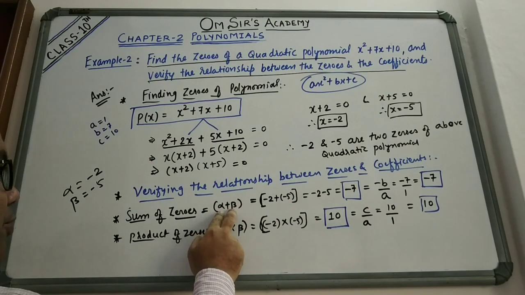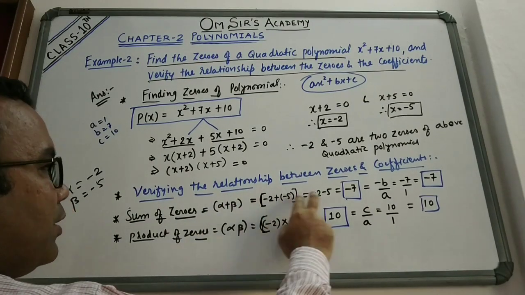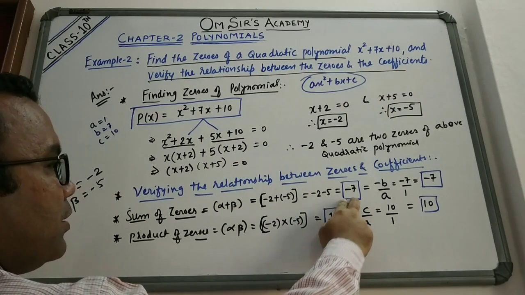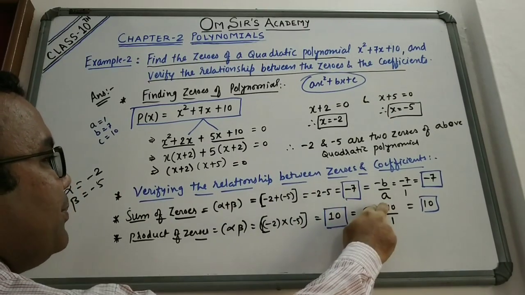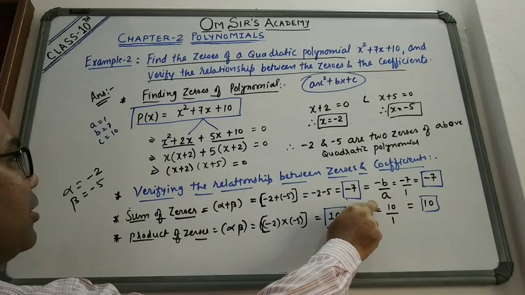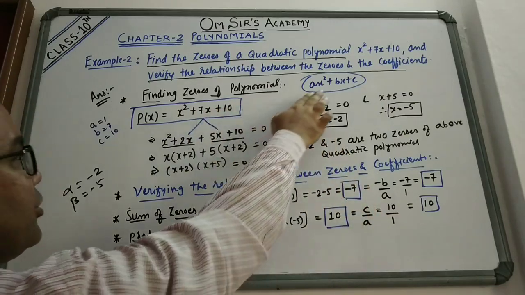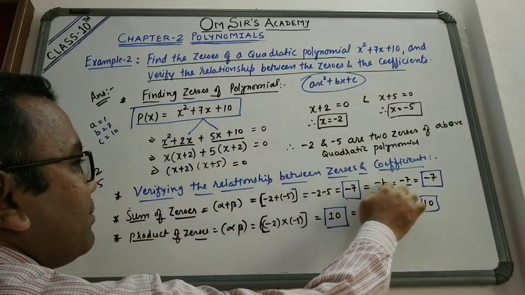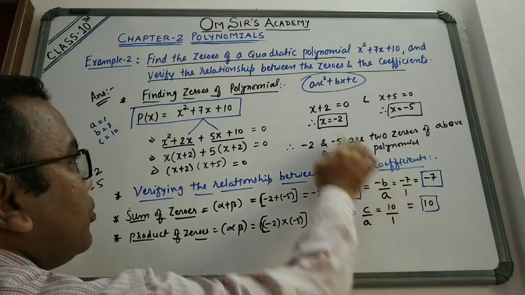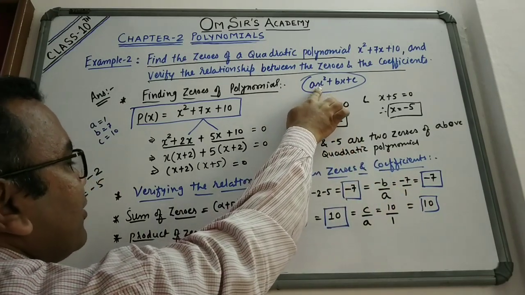So these were my two zeros. If I add these two zeros, that will be equal to -7. That should be equal to what? Minus b upon a. What does minus b upon a mean? b is what? The coefficient of x. So we can write it as minus coefficient of x upon a, and a is what? The coefficient of x square.